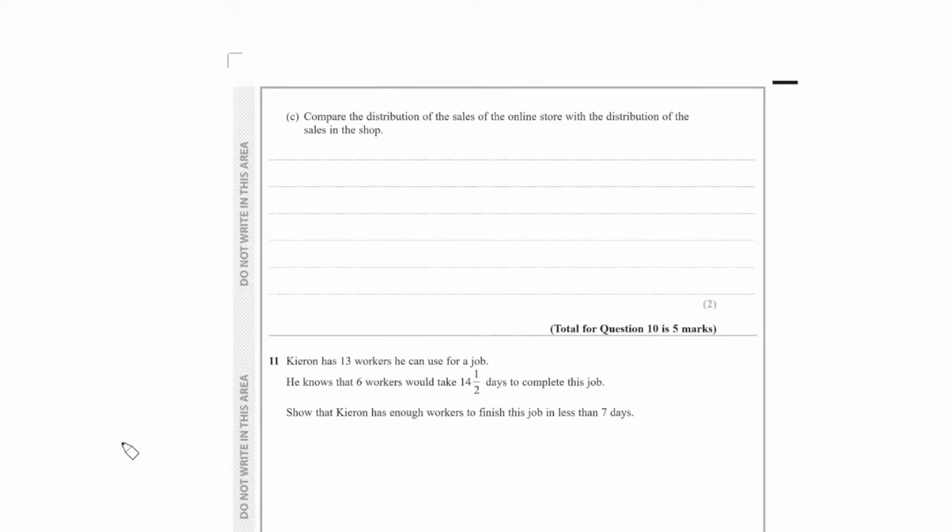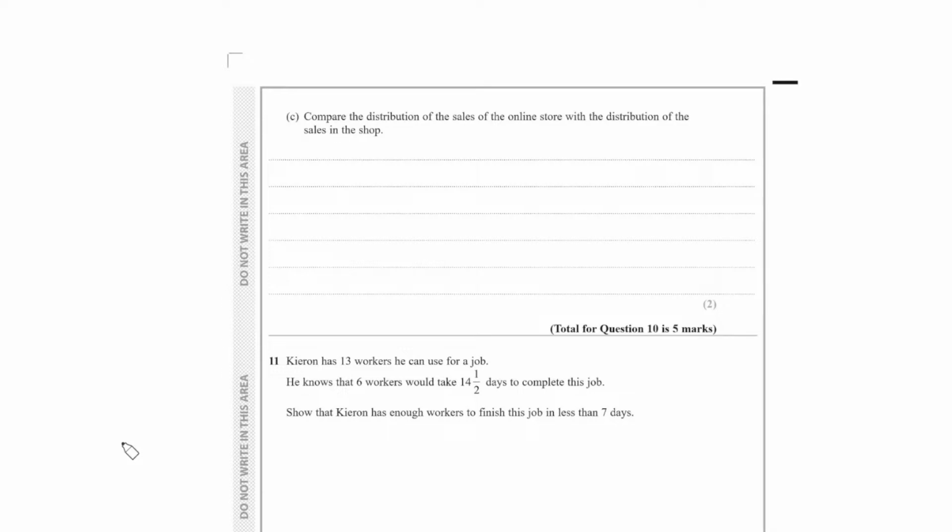And I think there is a part C. Yep, part C. So compare the distribution of the sales of the online store with the distribution of the sales in the shop. They've given you a lot of lines here, but it's 2 marks. This is actually a really nice question, just because it's always the same answer.